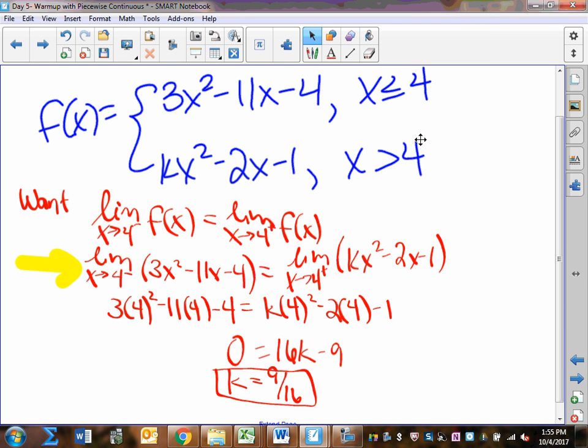Questions on what we did with this? So if k is 9/16, then we have these two match up specifically at x. Now, just in case you didn't believe me, I looked up AP questions on continuity. So give me a moment to bring that up.